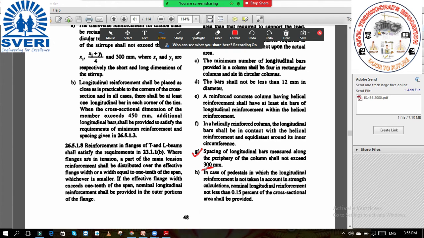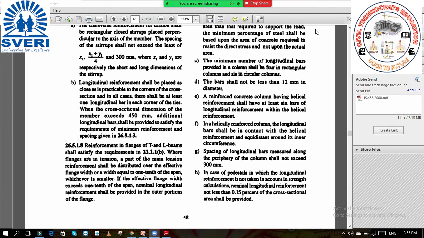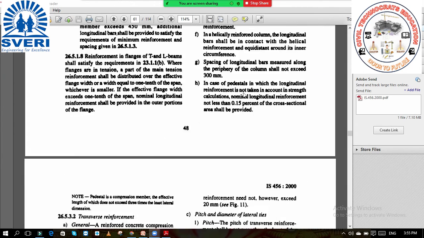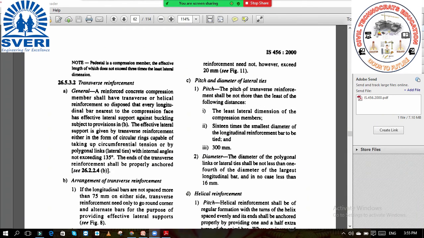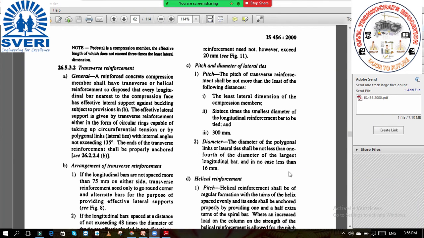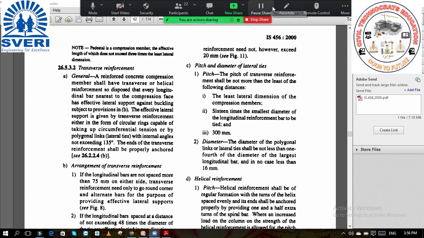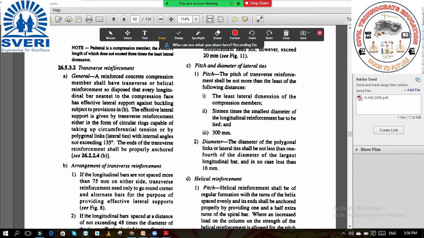Now we will see the transverse reinforcement. Transverse reinforcement means rings. So here you can see the clauses are given for the transverse reinforcement. This is the clause for the transverse reinforcement, 26.5.3.2. Okay. So the most important clause over here is this C: pitch and the diameter of lateral ties.